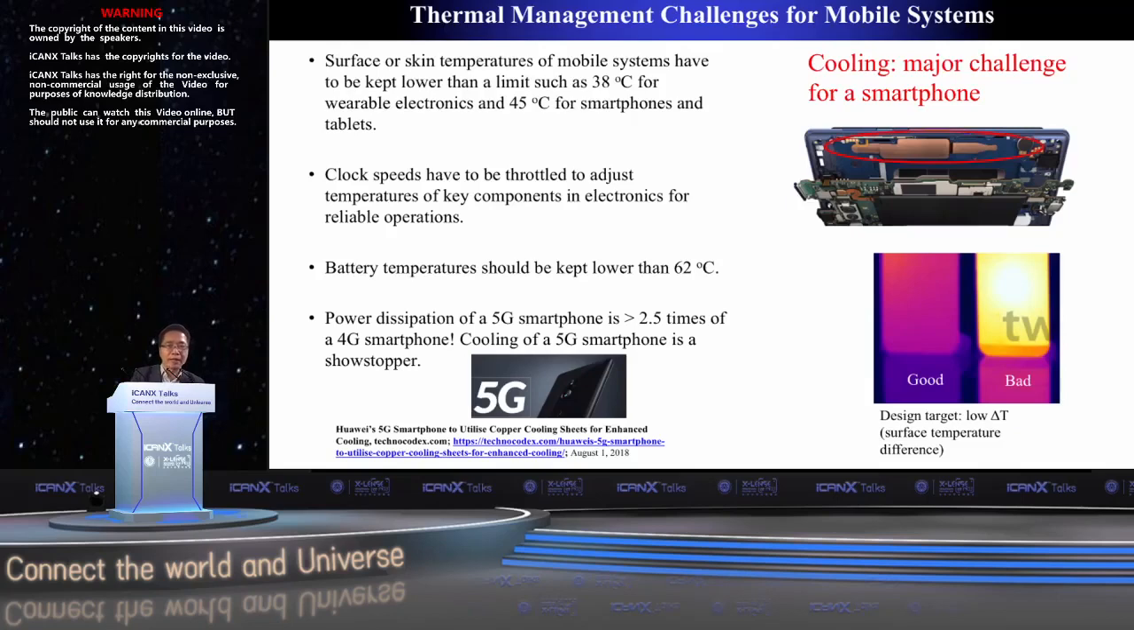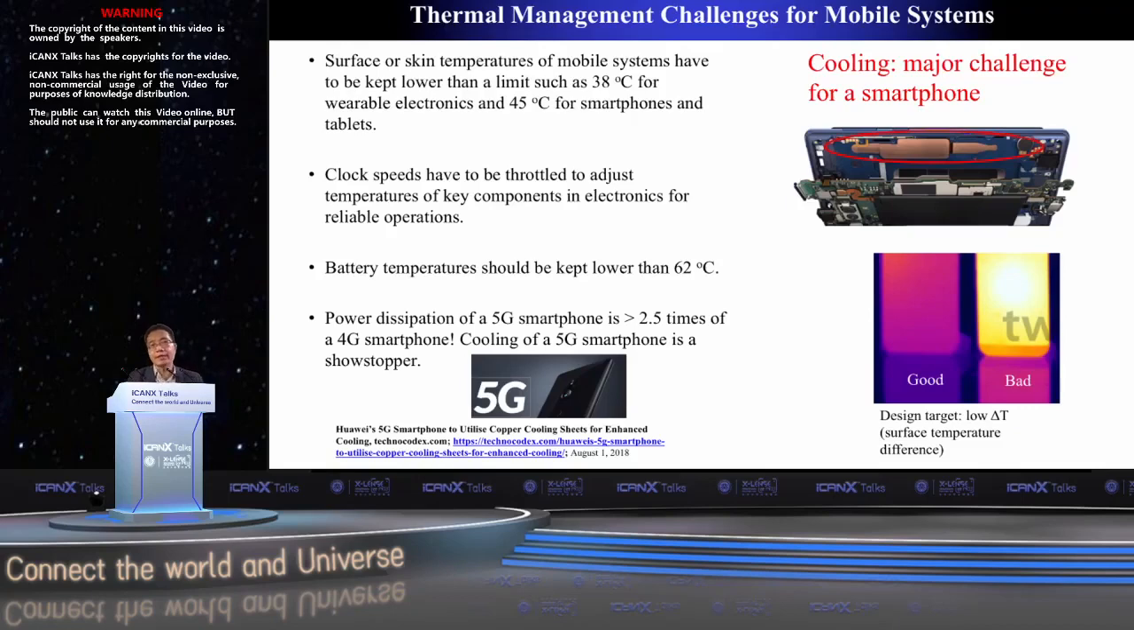And I also showed you something different. It's about battery power. Batteries you also need to keep at a really low temperature, 62 degrees C. Right now, we also talk about 5G. 5G smartphones are going to be more powerful. And when you have powerful computing, it means you dump in more energy. And because you dump in more energy for calculation, you have to extract that waste heat out. And those are unique challenges for smartphones.